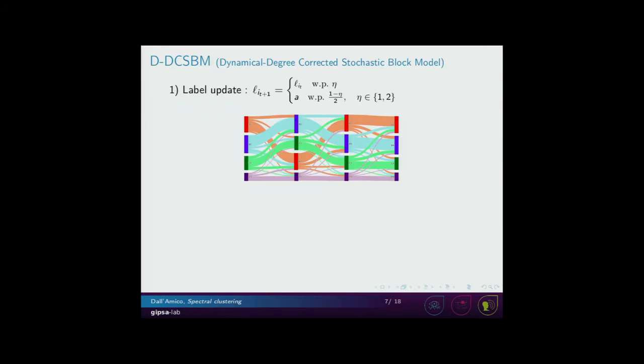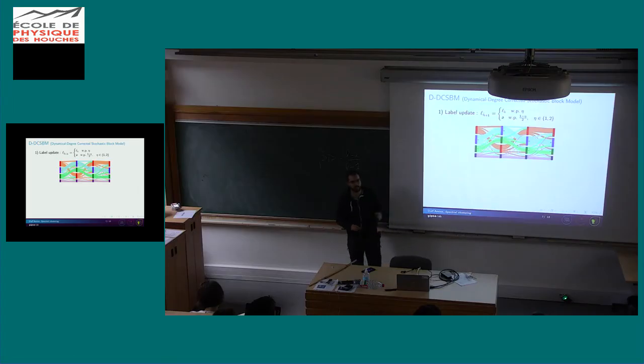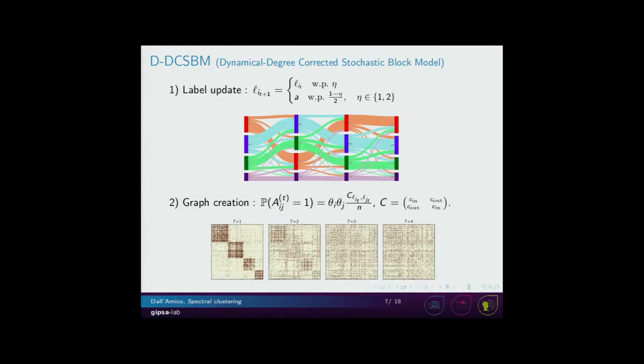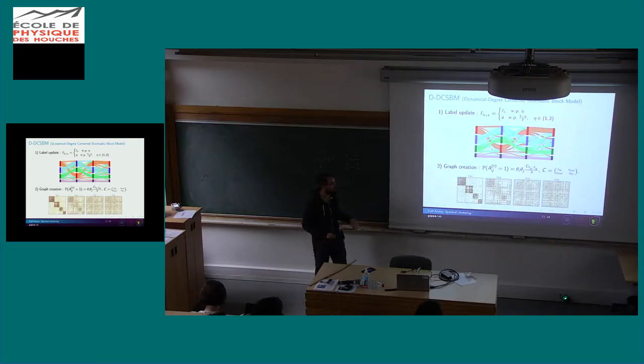So the model is called the dynamical degree corrected stochastic block model. It's a hidden Markov model. The hidden variables are the labels. I will talk about only two communities for simplicity, even if here there are four. So we assign to each node a label, and at each time the label is kept with probability eta. Remember, eta is important, the probability with which you keep the label, and you reassign it at random with probability 1 minus eta.